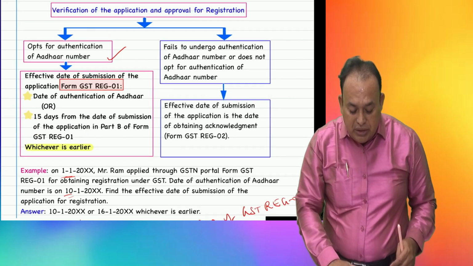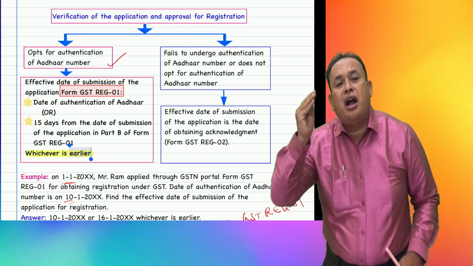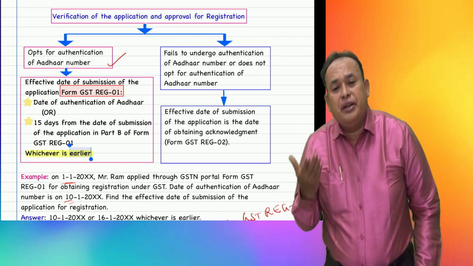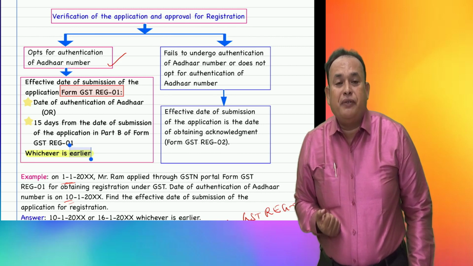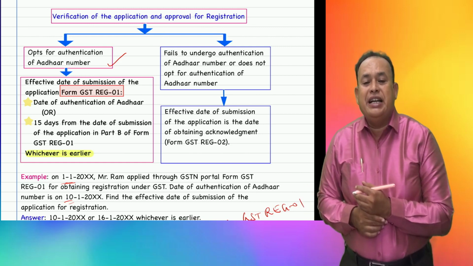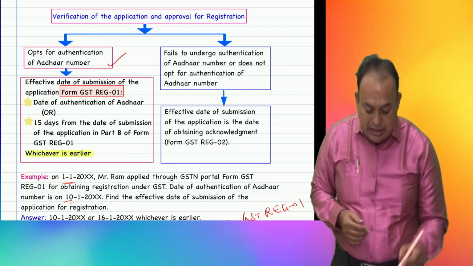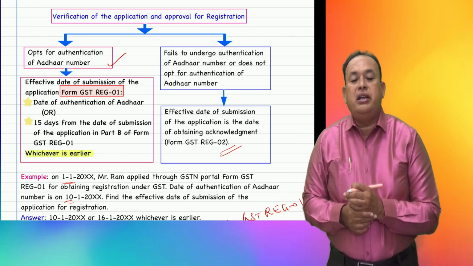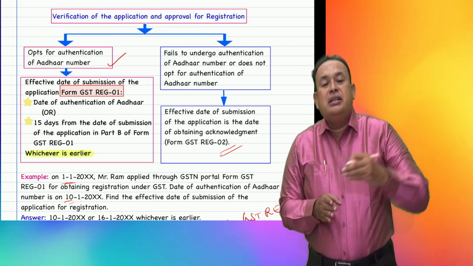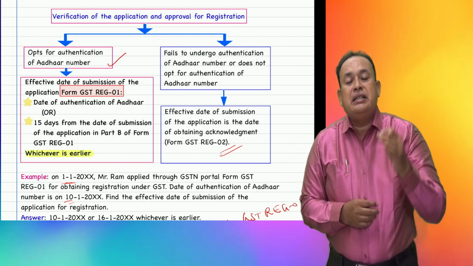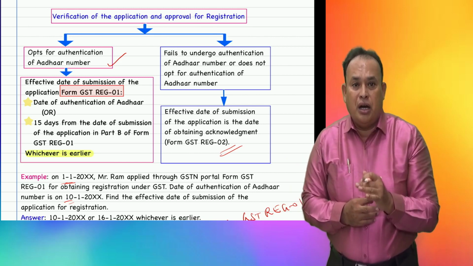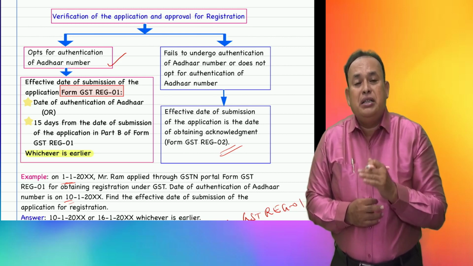Now, suppose, sir, Aadhaar authentication not taken place. In that case, what is the effective date of submission of my application for the want of registration for newcomers? Effective date of submission of the application is the date of obtaining acknowledgement form GST REG02. From the date on which acknowledgement has been obtained, 7 working days to grant the certificate of registration, and such person should undergo authentication of Aadhaar by providing the following details.